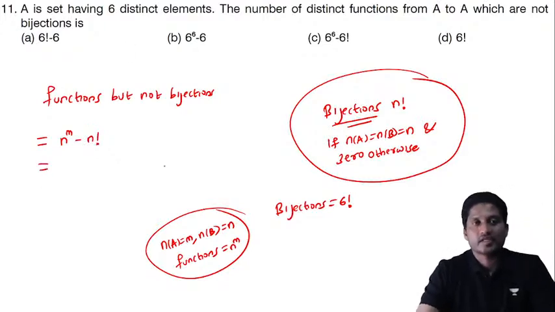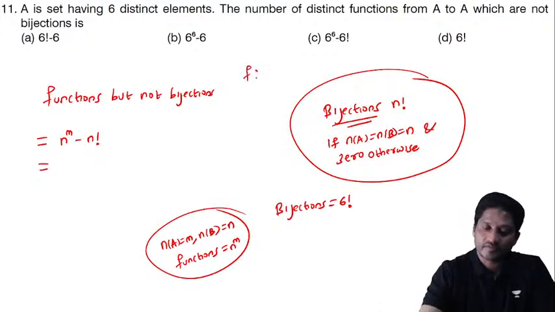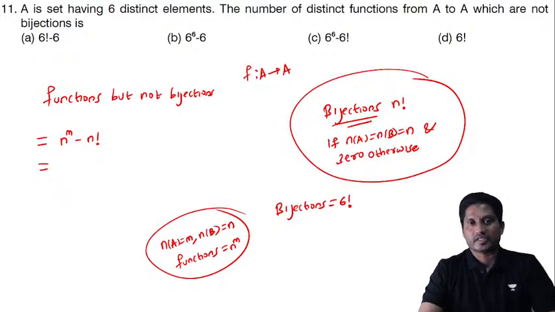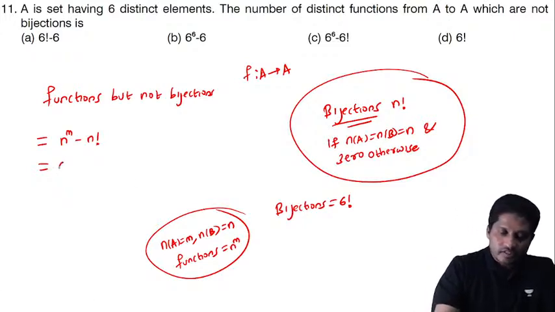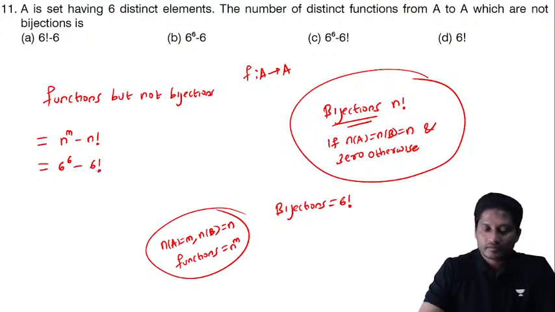It is given in the question that set A has 6 elements, and it's a function from A to A. So this means that A has 6 elements, B has 6 elements. So this is 6 to the power of 6 minus 6 factorial. Okay, answer is option C.